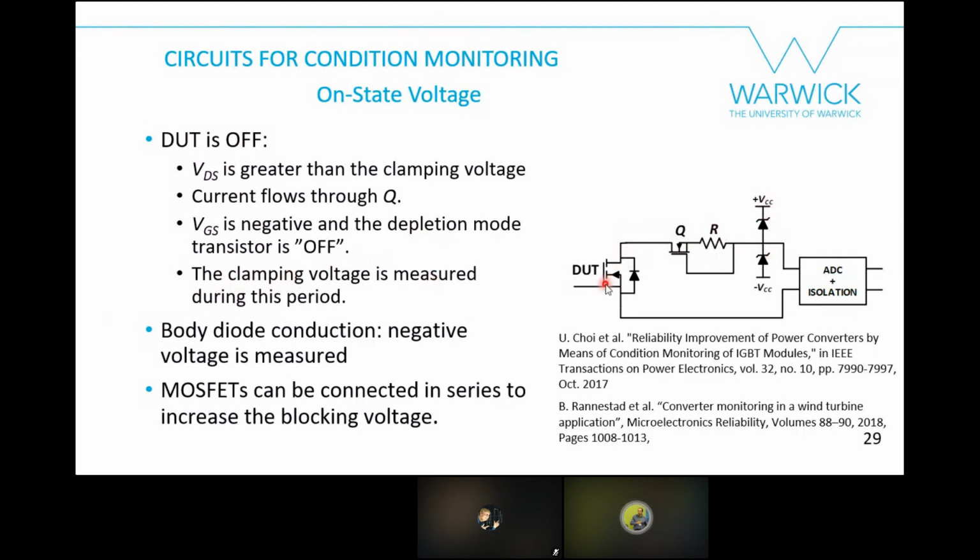And the clamping voltage is going to be measured in this period. So you have a small current flowing through this resistor and these clamps, and you measure the clamping voltage. The good thing of this circuit is that during the body diode conduction, a negative voltage is measured. And you can use different MOSFET cells in series to increase the blocking voltage. So you could use this circuit for very high voltages.